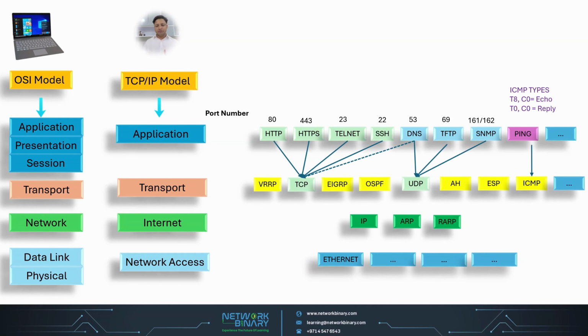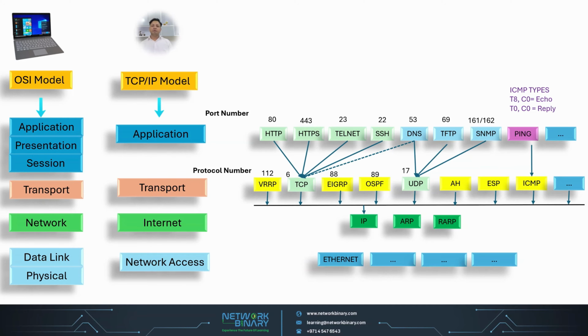Whatever you see here at the transport layer, these are protocols. So I already said it. These are the protocols that need to be encapsulated into the IP header. And IP recognizes them using the term protocol number. VRRP is protocol number 112, TCP is 6, EIGRP 88, OSPF 89, UDP 17, authentication header 51, ESP 50, ICMP is protocol number 1. And we have other protocols as well, which we will see from time to time as we follow CCNA and CCNP.